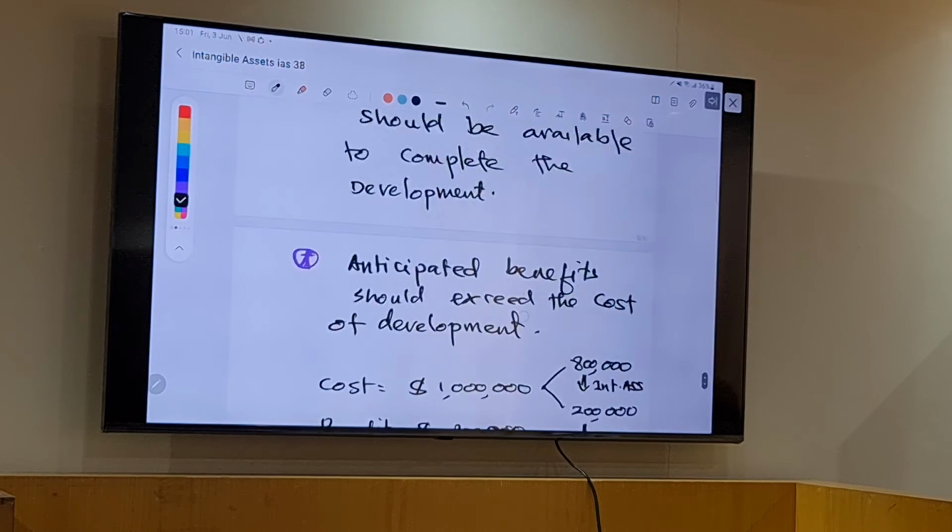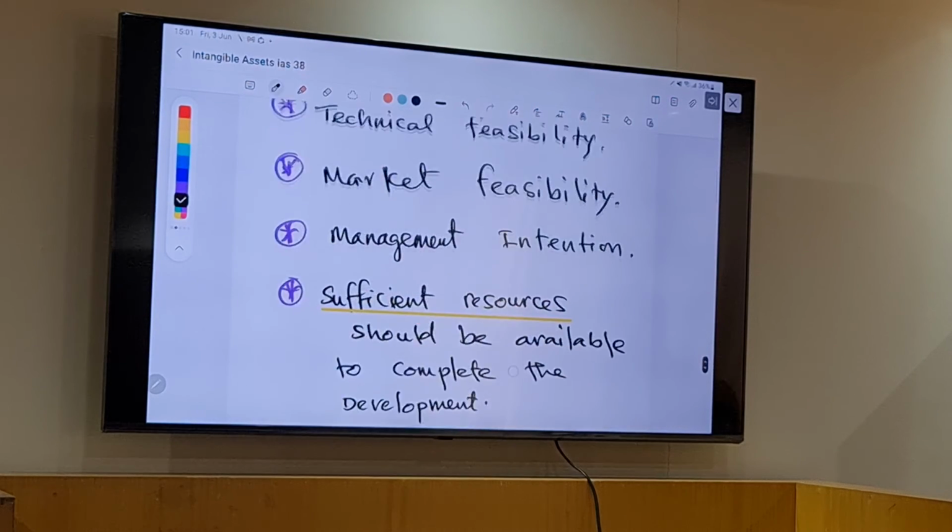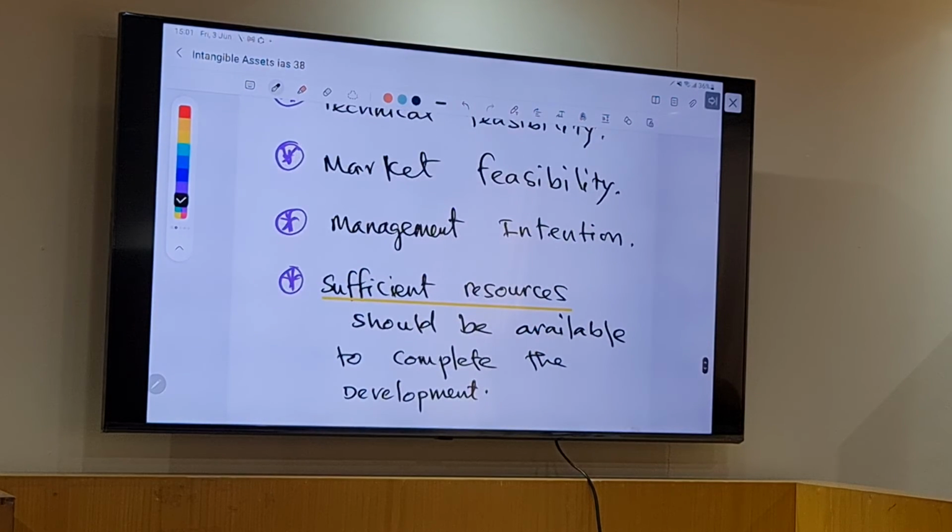Is all this clear so far? So how many conditions? Five conditions are there for you to decide whether this is a development expenditure or not. Once you completely satisfy all these five conditions, then you decide this is a development expenditure, an intangible asset. If not, you just simply consider that as an expense.